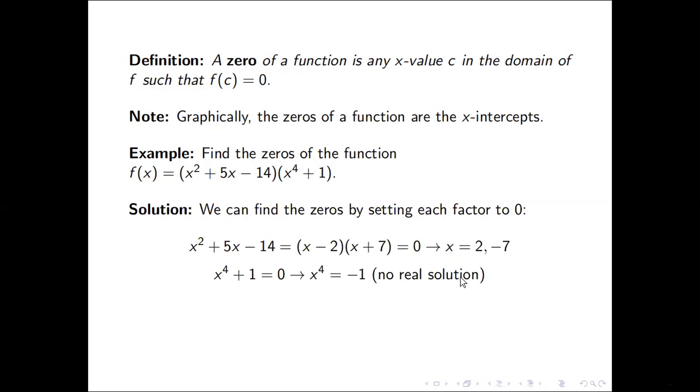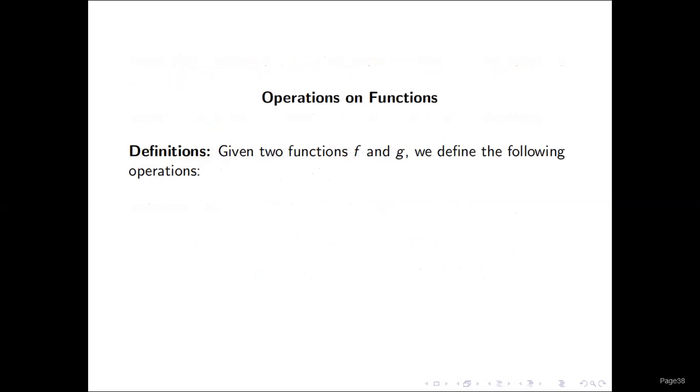It has complex solutions, but no real solutions, because raising a real number to an even exponent always produces a non-negative result. And this is -1. So that's impossible. This factor does not yield a 0. And therefore, the zeros are just -7 and 2. Are there questions so far?